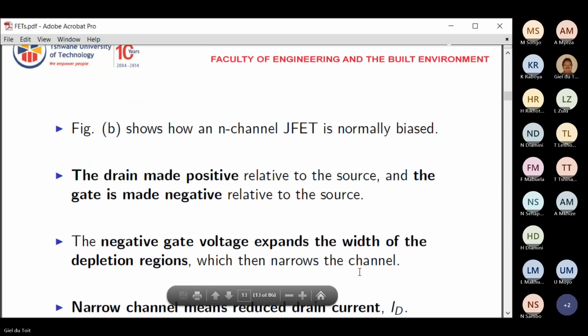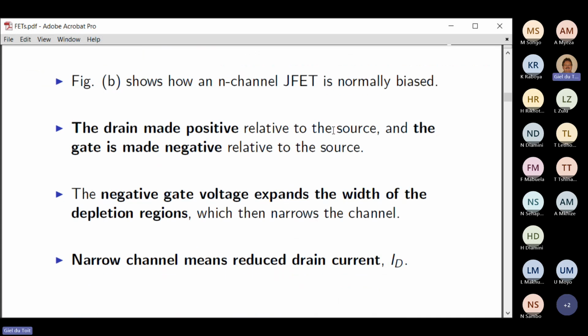So the B figure, which had -4 volt on the gate, remember I showed that, is now normally biased. It's got a bias voltage, and the bias voltage in this case is -4 volt, like we said. So the drain is made positive relative to the source, and the gate is made negative relative to the source. A bit strange. BJTs do not work exactly like this. It's like the gate is opposite, with a negative voltage on the gate.